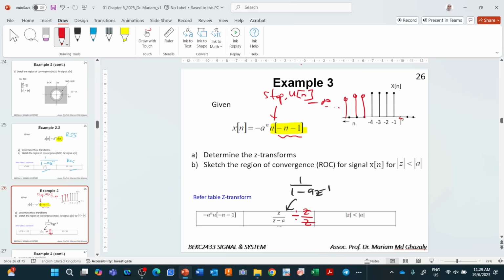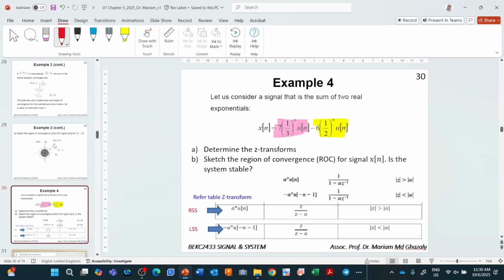Based on this, you try to do the plotting, then you will get it in terms of left-sided. So if u[-n-1] is a left-sided sequence, then the equation for Z transform is given by this one, still the same as the right-sided sequence. The difference is the ROC, which is |Z| less than |A|. For a right-sided sequence, the ROC is |Z| more than |A|.